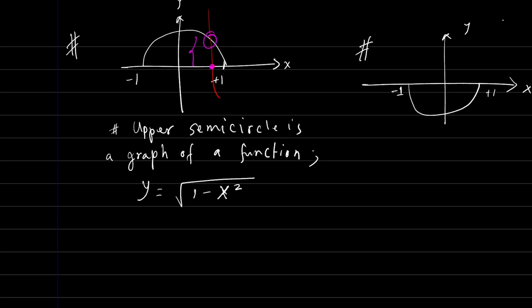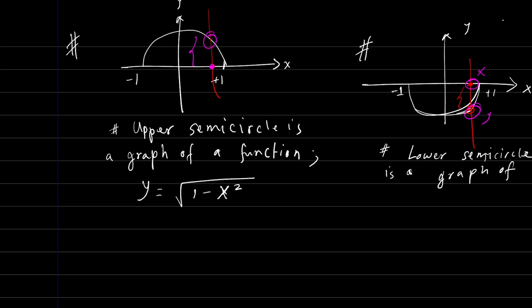What about the lower semicircle? Plus 1, minus 1. Okay, so let's draw a vertical line. So we can see for a single value of x, we have a single value of y. So this is also a graph of a function, the function y is equal to minus root over 1 minus x square.